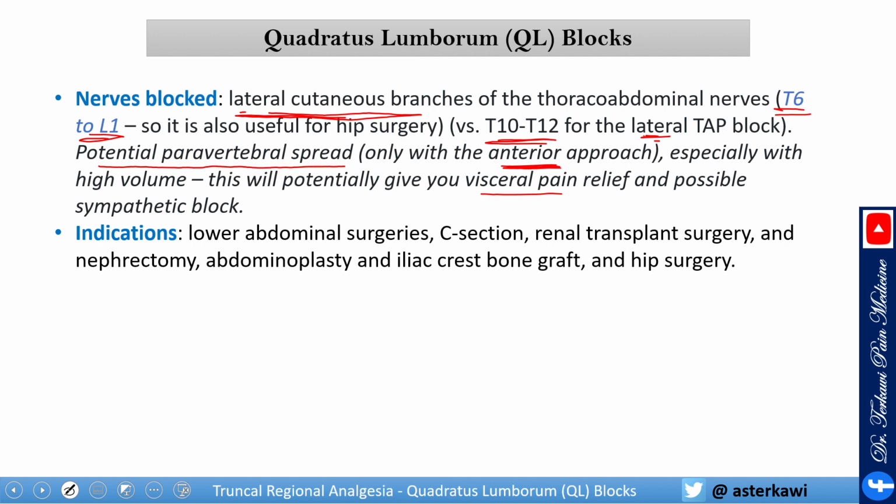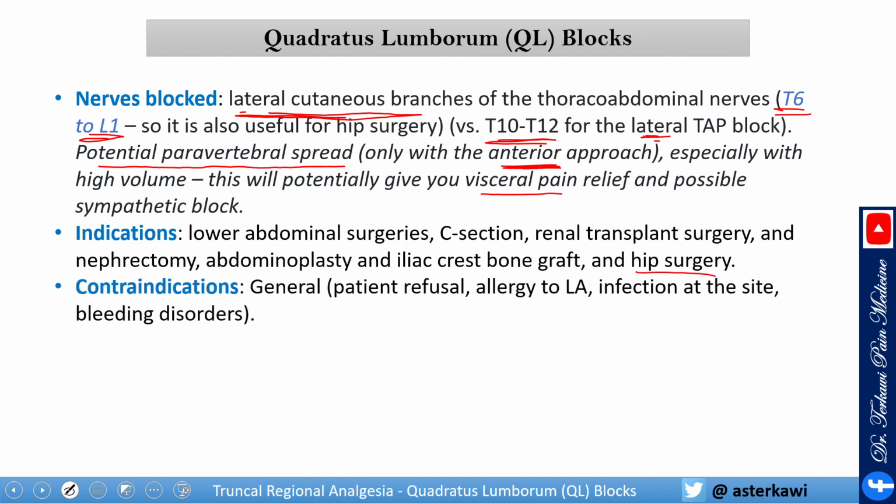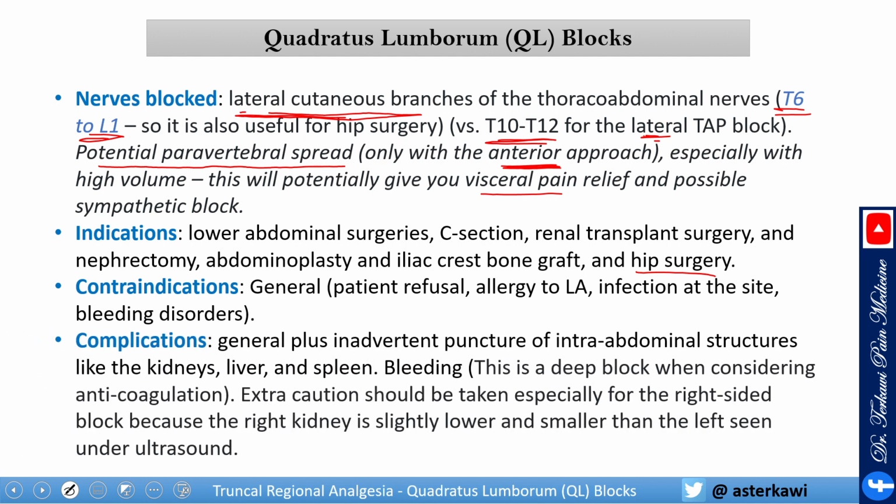are doing it bilaterally. So indications: lower abdominal surgery, C-section, renal transplant, nephrectomy, abdominoplasty, iliac crest bone graft, and hip surgery. Now, contraindications, as with any other block: patient refusal, local anesthetic allergy, infection at the site, and bleeding. Complications as with any block, plus inadvertent puncture of intra-abdominal structures, mainly the kidney, liver, spleen, and bleeding. So remember, this is considered a deep block when you are looking up the anticoagulation guidelines, when you should stop it and when you should resume it. And then regarding the kidney, especially on the right side, the kidney is lower than the left side, so extra caution needs to be taken not to injure the kidney.